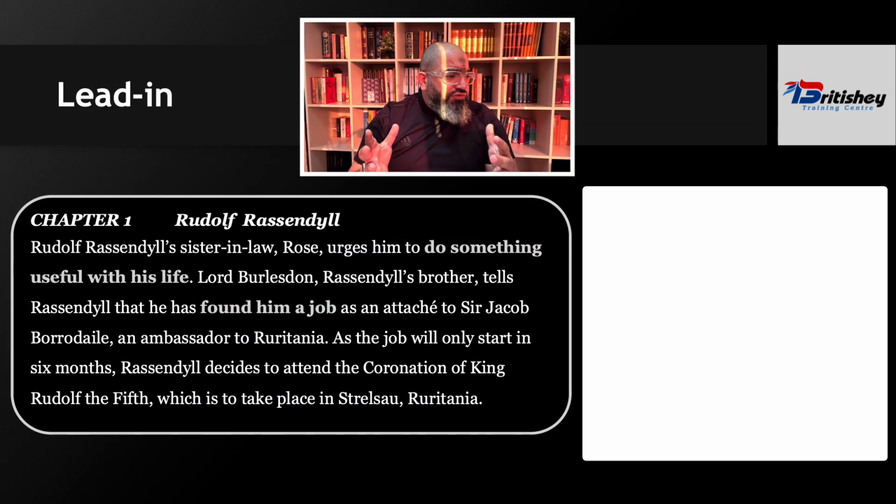So we have Rudolf Rassendel's sister-in-law named Rose, and she urges him to do something useful with his life. And Lord Bilson, Rassendel's brother, tells Rassendel that he's found him a job as an attaché to Sir Jacob Pradale, an ambassador to Ruritania. As the job will only start in 6 months, Rassendel decides to attend the coronation of King Rudolf V, which is to take place in Esterzo, Ruritania.